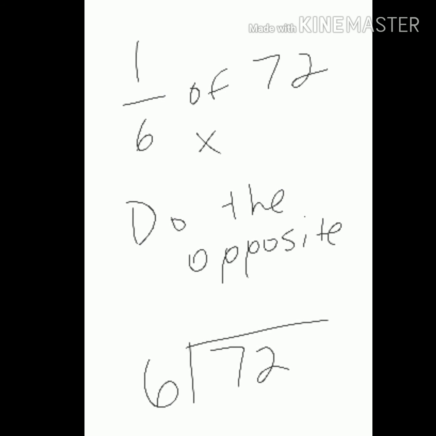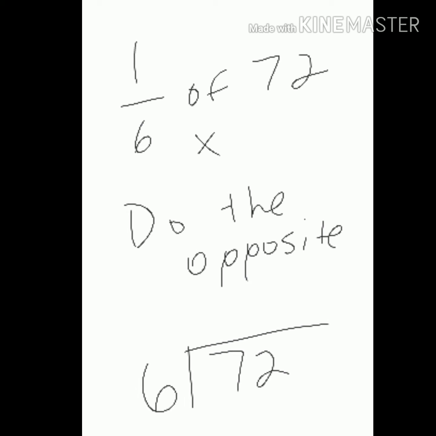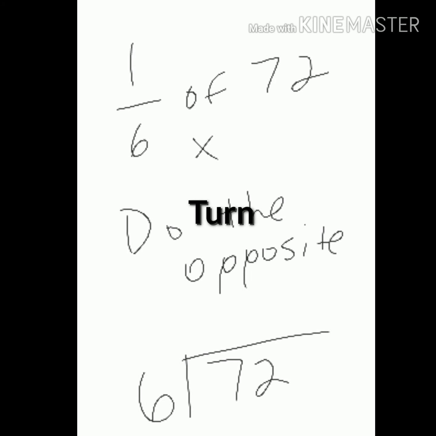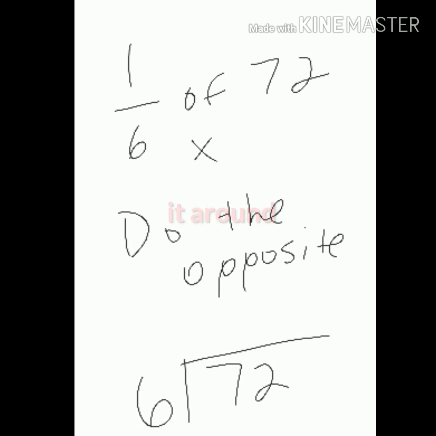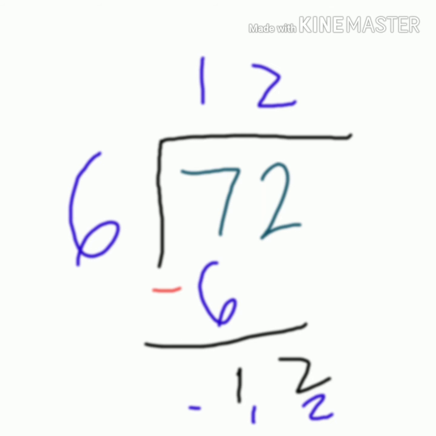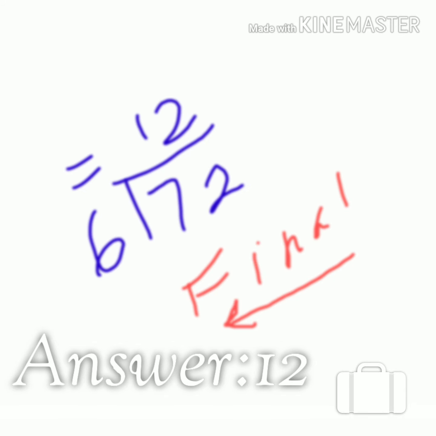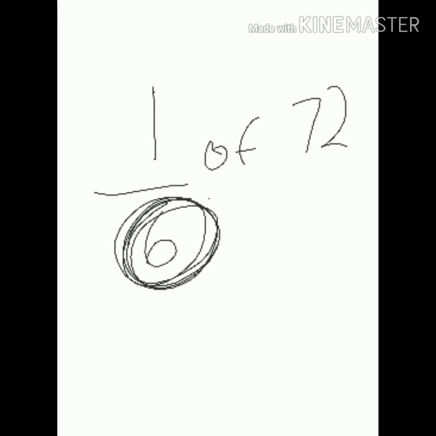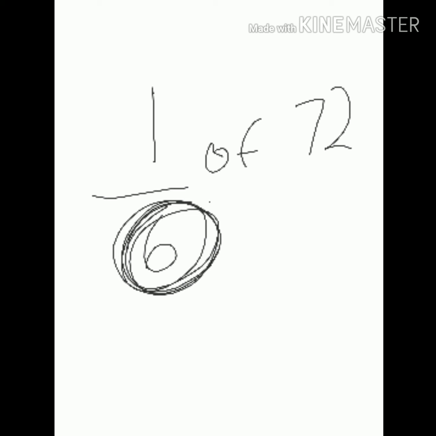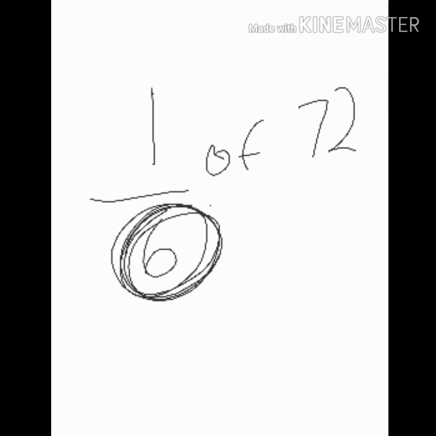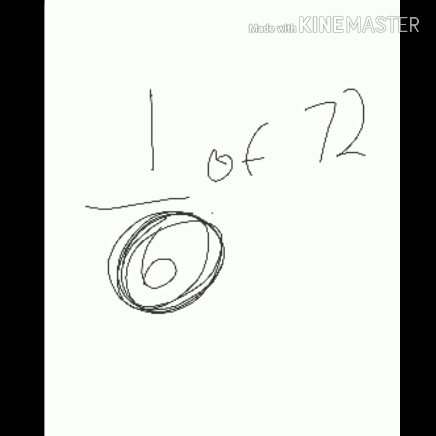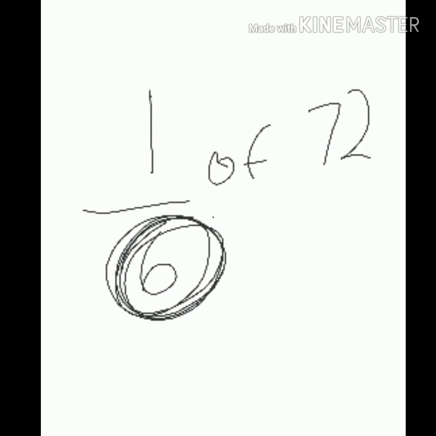1/6 of 72. So we're going to do the opposite. Instead of multiplication, we are going to divide. Flip the script. So it'll be 72 divided by 6. Once we turn it around, we know that the final answer is going to be 12. 72 divided by 6 equals 12. That's the final answer. So whenever you see the word "of," it really means multiply, but we flip the script to change it to division. We're done.